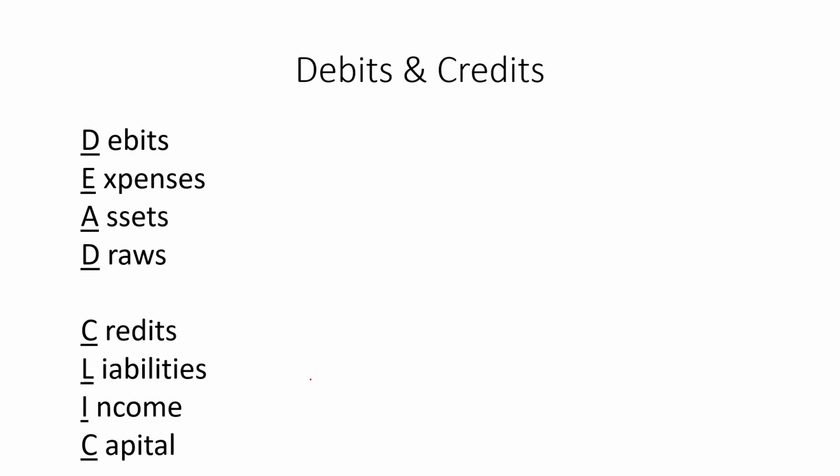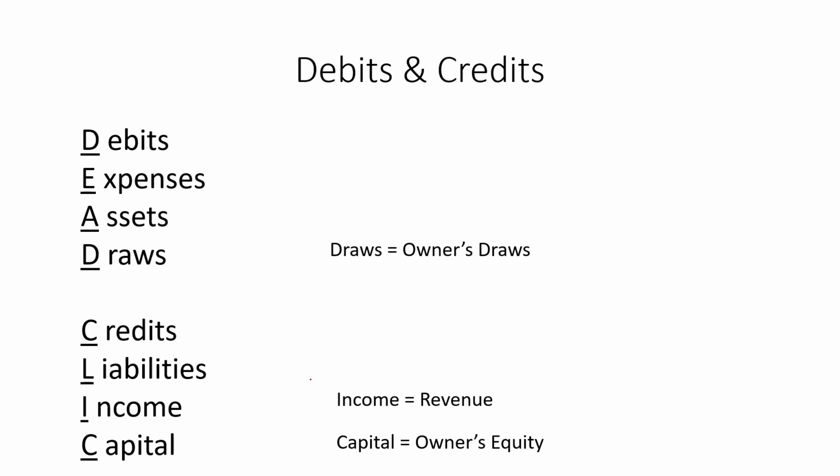DEAD refers to the accounts that have normal debit balances, or to put it another way, debiting these accounts increases the balance. CLIC refers to the accounts that have normal credit balances, or crediting these accounts increases the balance. Here are a few of the modifications you'll have to make in order to make this work. Draws refer to owner's draws. Income is just another name for revenue, so the two are synonymous with each other. And capital is another way owner's equity is sometimes referred to.